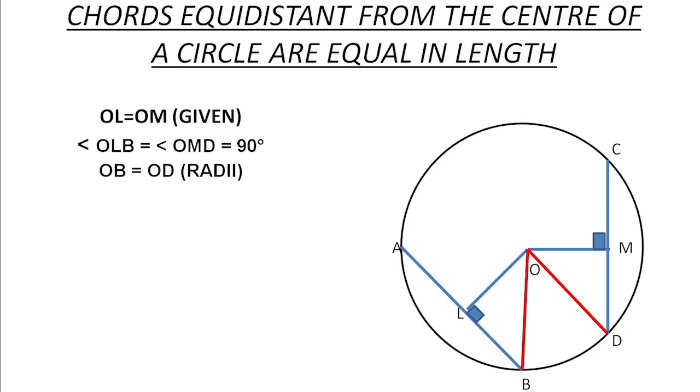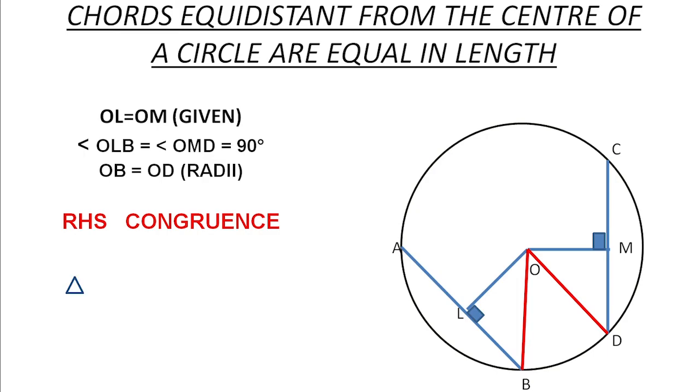And OB and OD are the radii of this circle. So it must be equal, or OB equal to OD. From these three, we can understand that we can apply only RHS congruence. R means right angle, 90 degrees. H is the hypotenuse. Here hypotenuses are OB and OD. They are also equal. And OL equal to OM, that is a side. So we can apply RHS congruence.